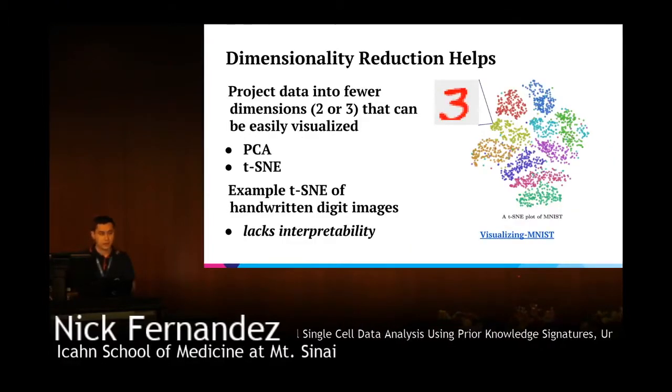One of the things that is very commonly done, as we saw in a lot of really good talks earlier, is dimensionality reduction. The basic idea is to project high-dimensional data into fewer dimensions, usually 2 or 3, that can be easily visualized. Two very common techniques are principal component analysis and t-distributed stochastic neighbor embedding. The techniques work very well, and this is an example taken from a really great blog post about visualizing the MNIST dataset. Here you're looking at a t-SNE projection of handwritten digit images.